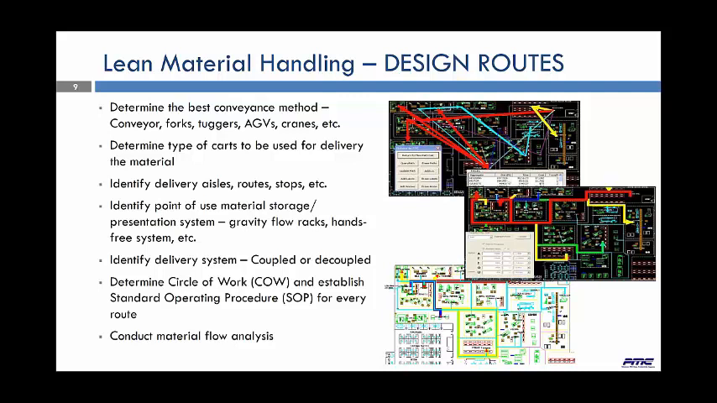You need to make sure what kind of carts you have, and also when you're designing your routes, another thing you need to look into is your travel distance. According to lean, you need to travel the least amount of distance. Sometimes some of those aisles might be highly congested, so you don't want to be waiting or taking more time to pass through an aisle.